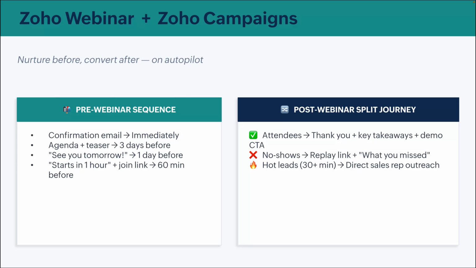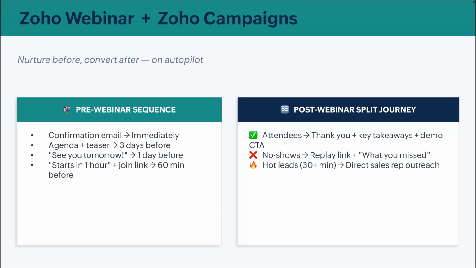On the left side, you've got the pre-webinar sequence. Whenever the webinar is scheduled, we'll be sending multiple pre-webinar follow-up emails, such as the confirmation email immediately after someone registers. These are just a few examples, and all of these can be customized and configured according to your business needs or the content that you're presenting during your webinar.